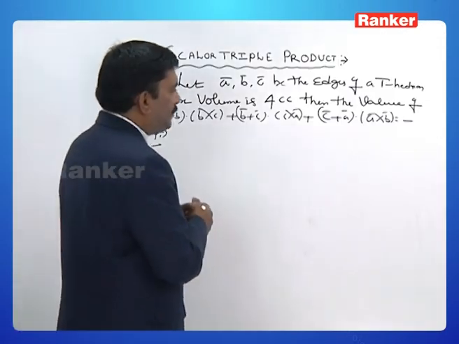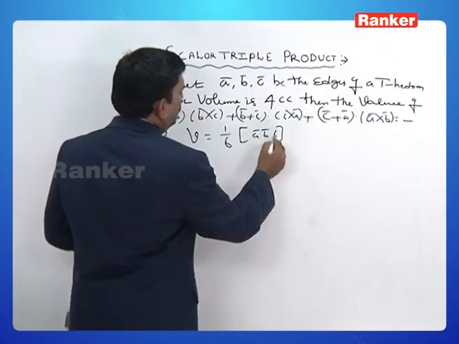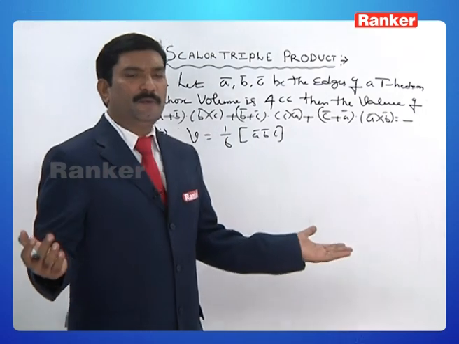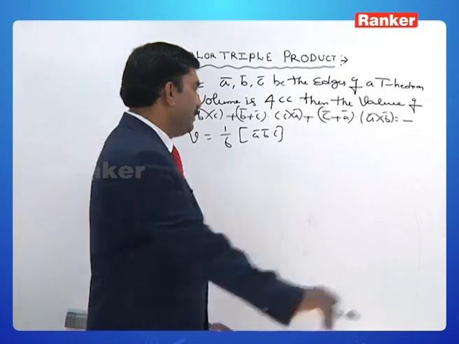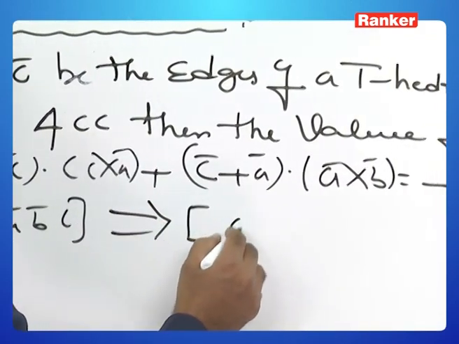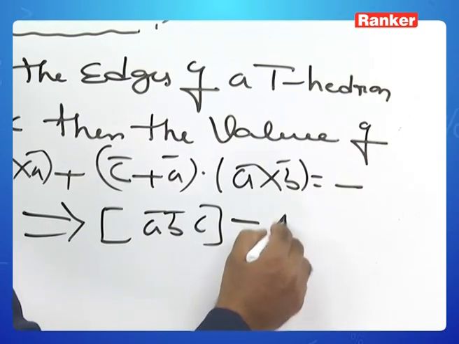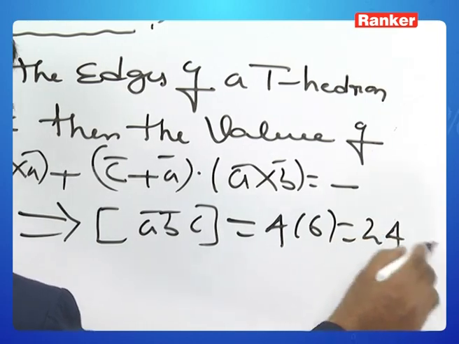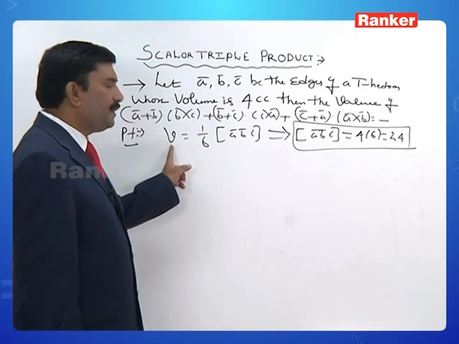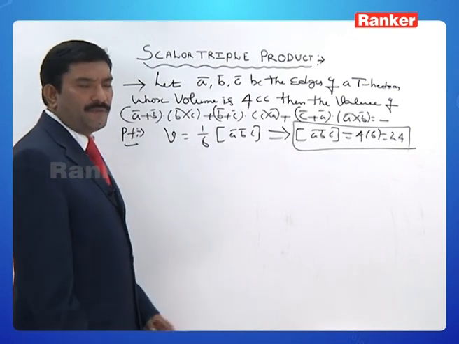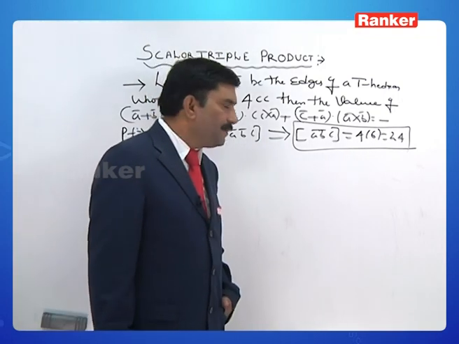Now V is equal to 1 by 6 into box of A bar, B bar, C bar. Why? When A bar, B bar, C bar are the edges of a tetrahedron, the volume V is equal to 1 by 6 into box of A, B, C, which implies box of A bar, B bar, C bar is equal to 4 into 6, which is 24. Right, followed? V is equal to 4 is given, cross multiply, it's a 6. Hereafter, wherever you come across box of ABC, you are liable to write 24.